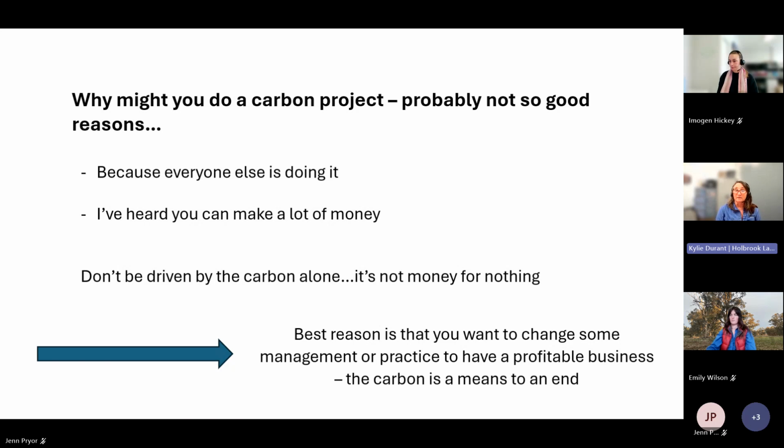The best reason for doing something is because carbon, or the carbon project, could make something happen that you want to do anyway. That's a change to management or a practice that contributes to your profitable business. And so that's the best. It's really thinking about the business first and how it fits that is really important. Next slide.